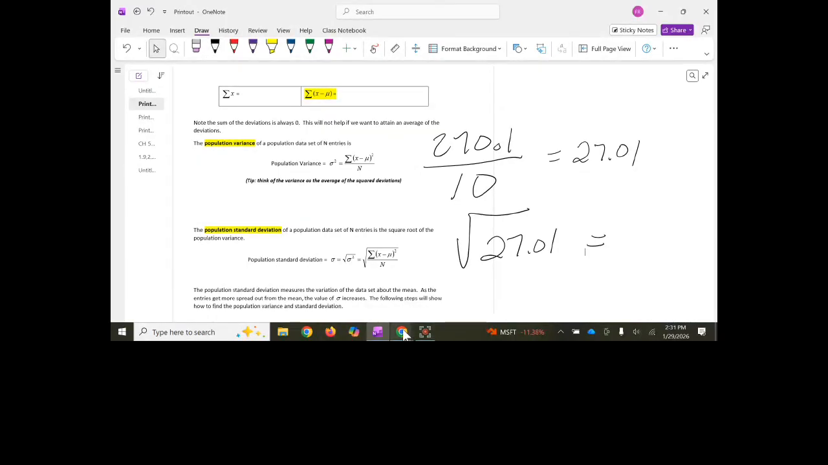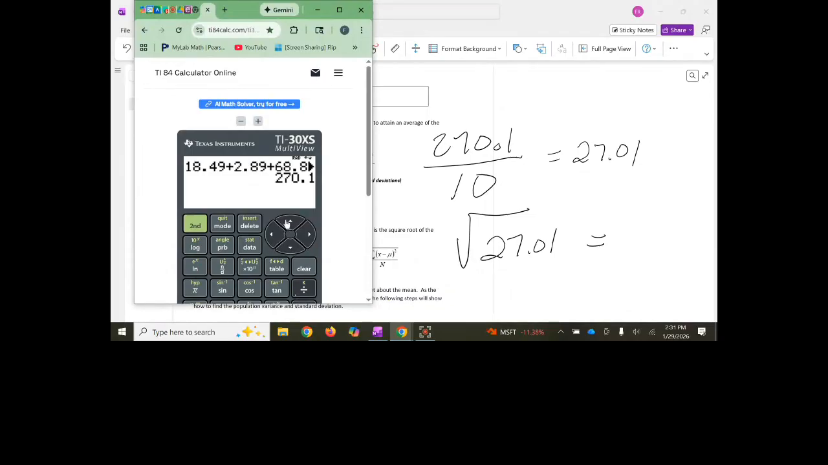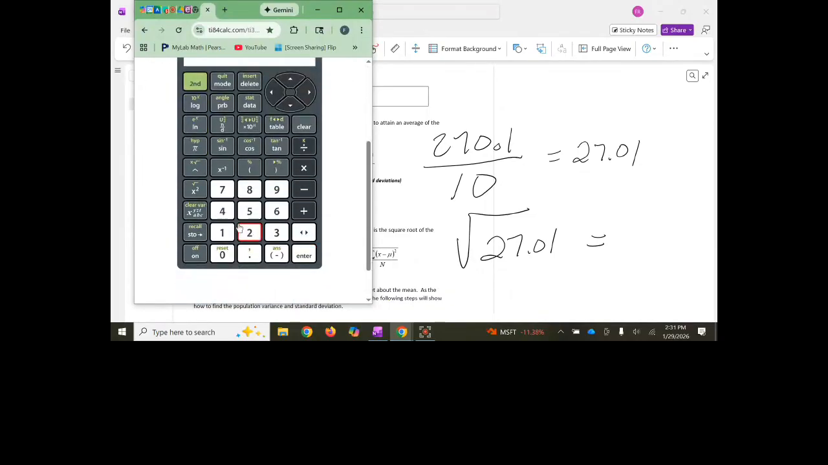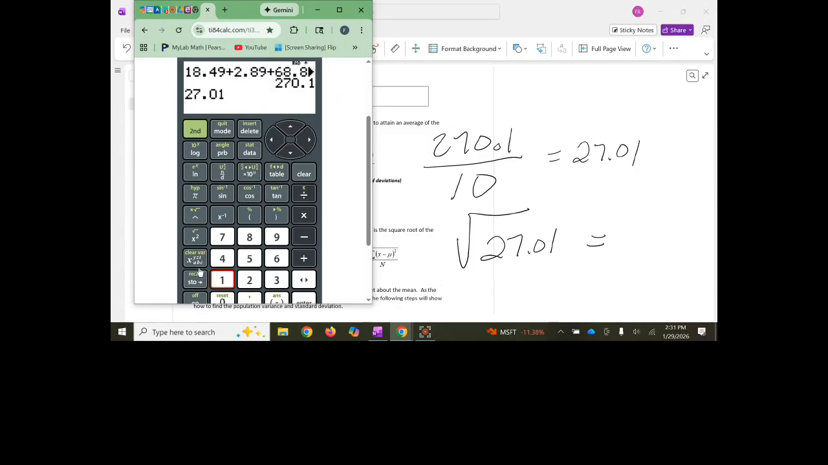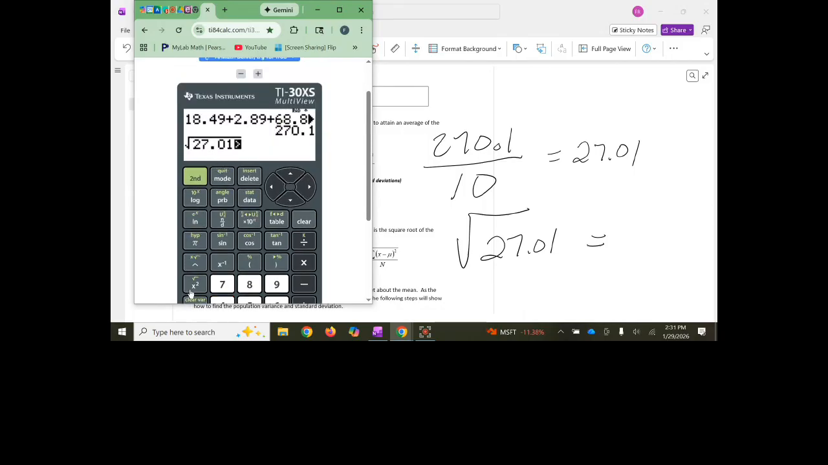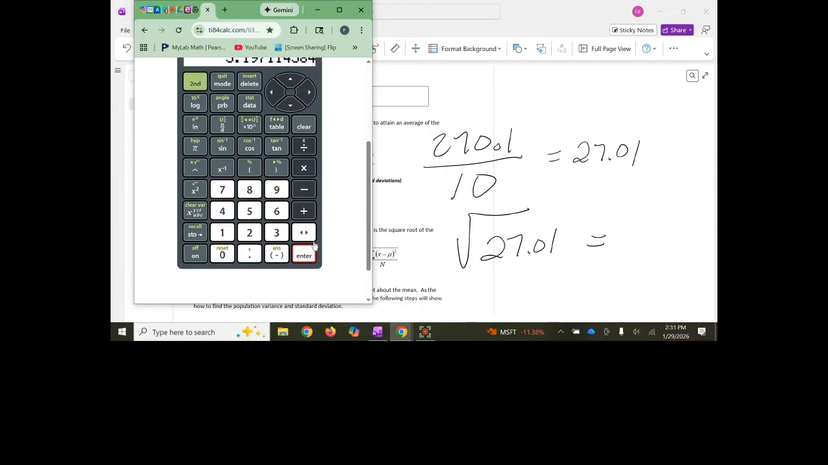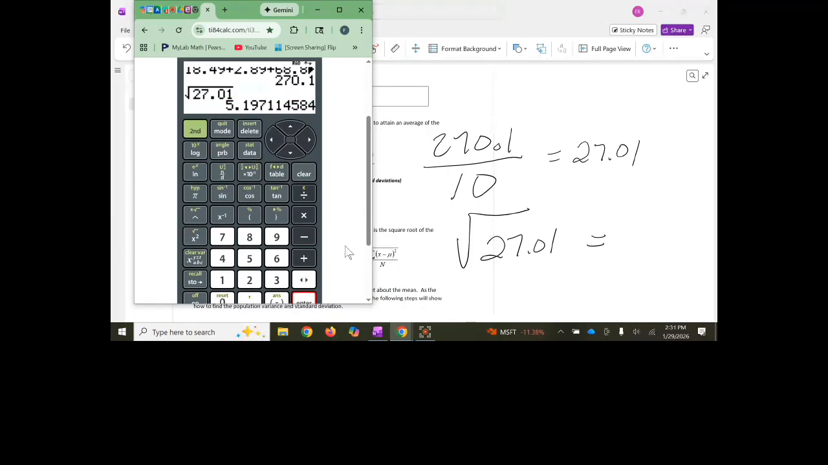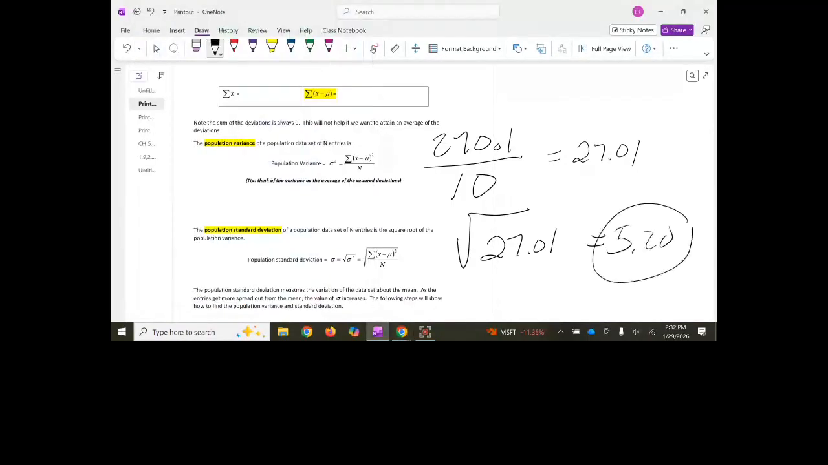I'm going to come back to my calculator again. We had 27.01. If you're looking at your calculator, the square root is right above the x squared. I hit the second and then the x squared to give me my square root. We're going to hit enter, and I'm coming up with about 5.19, or 5.20 if I round it to 2 decimal places. So let's do that, 5.20.